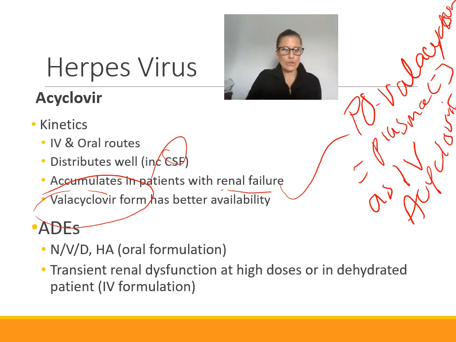Adverse drug effects include nausea, vomiting, diarrhea, and headache for the oral formulation. The IV formulation has been associated with transient renal dysfunction at high doses or in dehydrated patients. So that means make sure that your patient's not dehydrated, right? Make sure that you've got plenty of fluids running if you're going to be giving the IV formulation, and make sure your doses are appropriate, as well as keeping an eye on renal function.